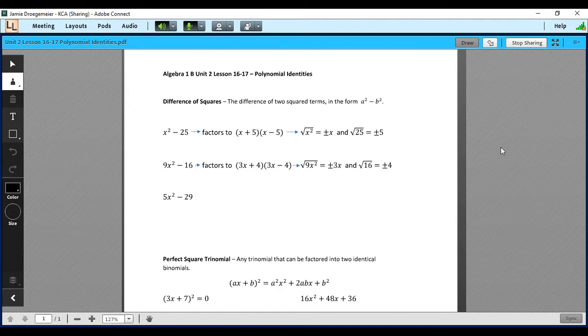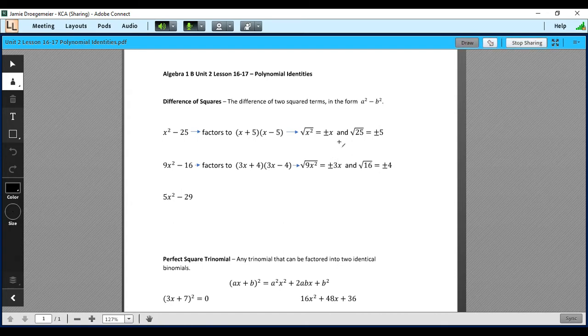Today we are in Unit 2, looking at lessons 16 and 17, called Polynomial Identities. What we want to look at here is that we can see some patterns that allow us to factor some of these special cases. So we talked about two special cases, the difference of squares and the perfect square trinomial. Let's start with that difference of squares.